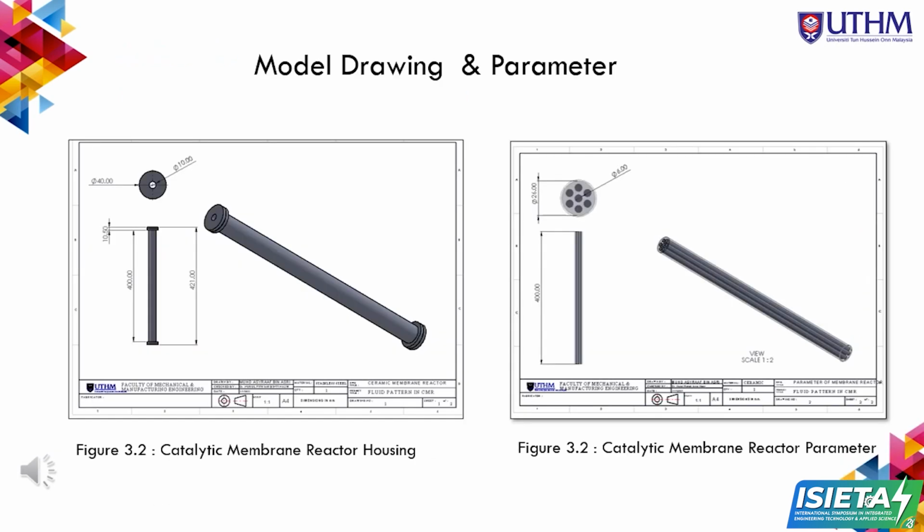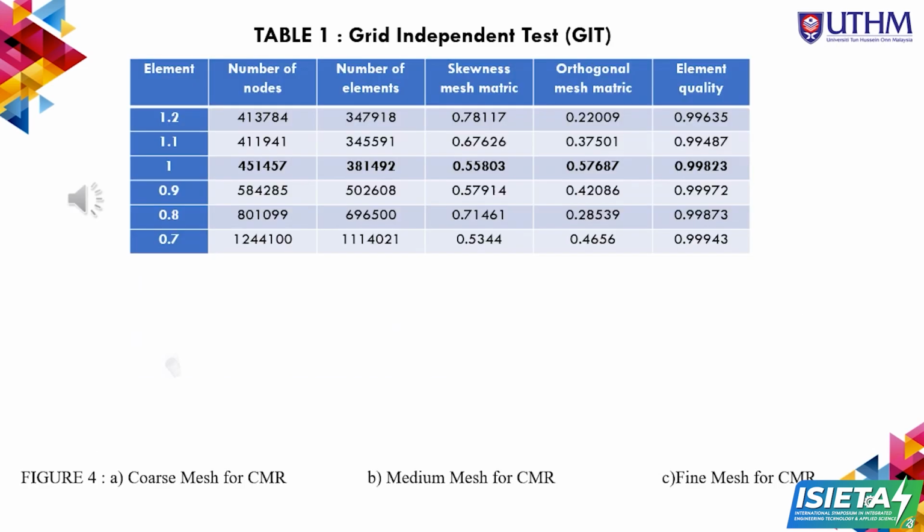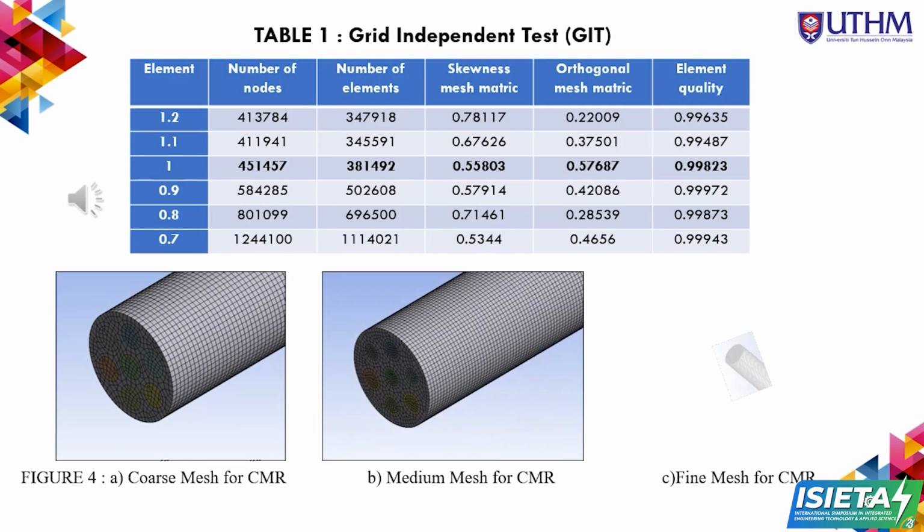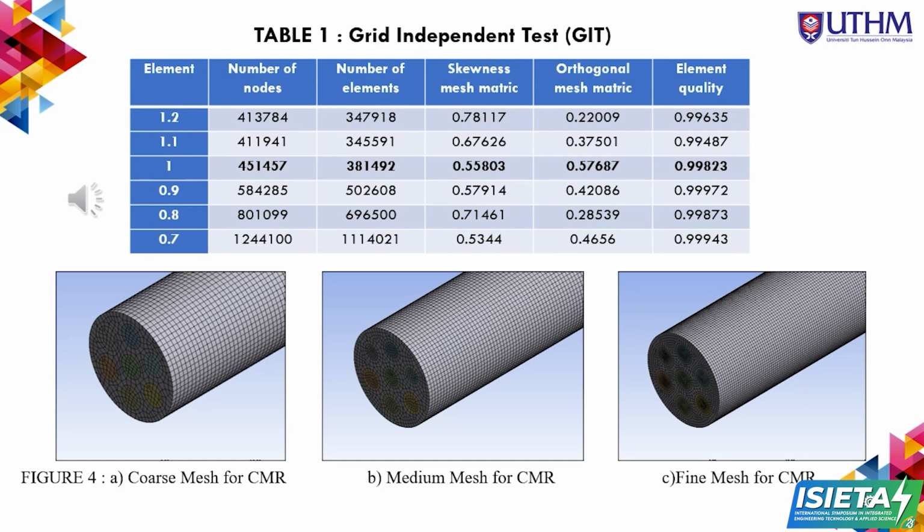Model drawing and parameters of the membrane reactor design for this research are shown as follows. The geometry was meshed using 3 different grid sizes, coarse, medium, and fine, as illustrated in the figures below, to ensure that the solution was grid size independent.